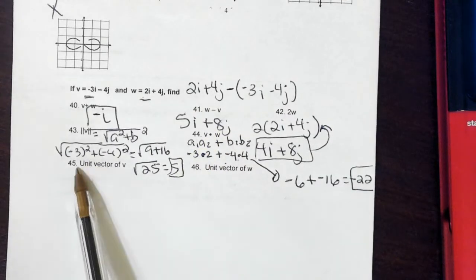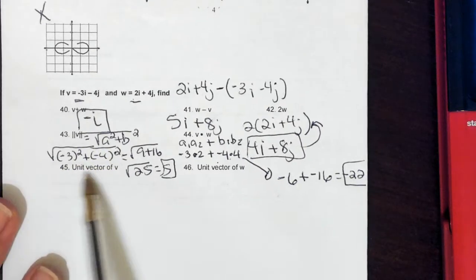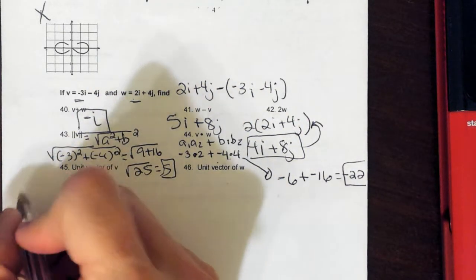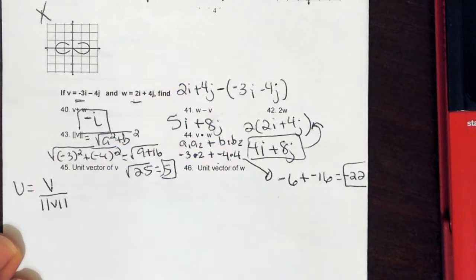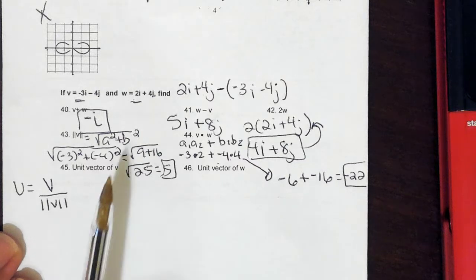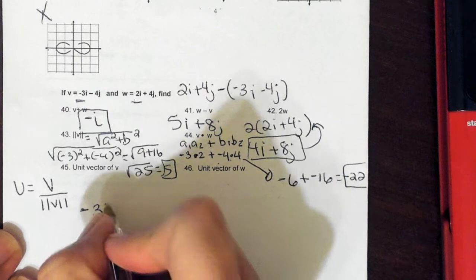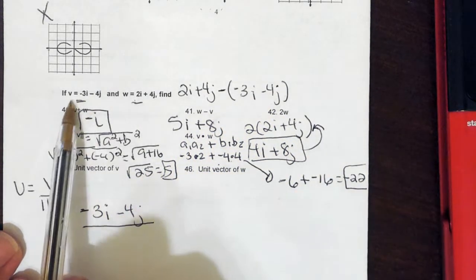All right, so we haven't done one like 45 yet, so that's why I made sure to put this on the back. On 45, they're asking you to find the unit vector. The formula for the unit vector is the vector divided by the magnitude of the vector. That's all you have to do. So the vector v, I'm going to have negative 3i minus 4j divided by the magnitude of v.